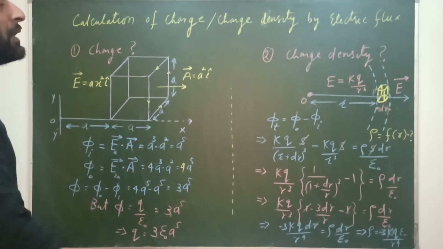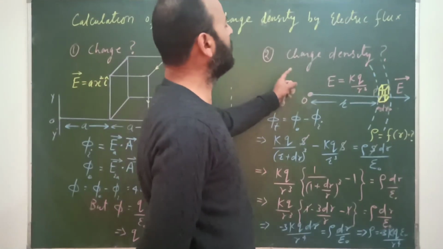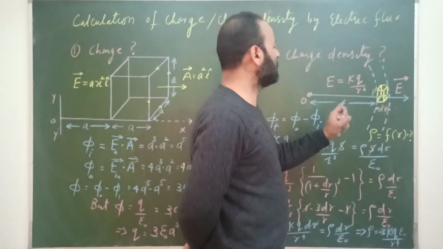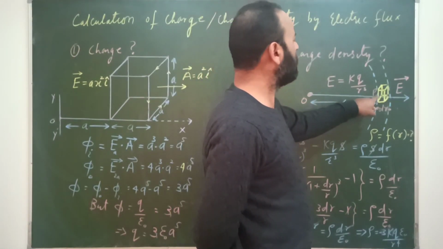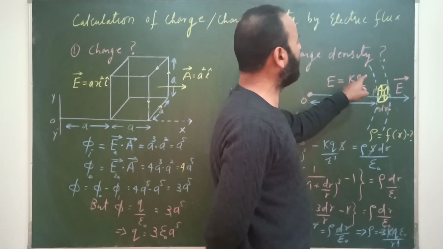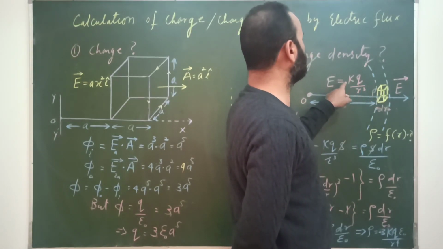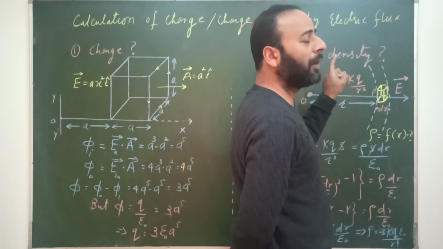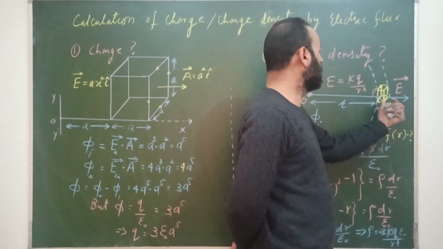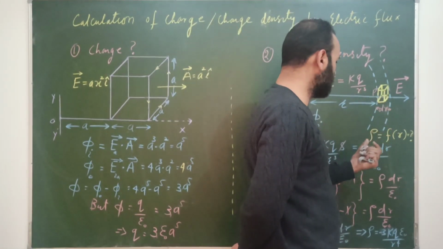Now let's come to the second part. We have to find the charge density. For this, I have taken a case at a distance of say R from this origin. Suppose the electric field is given to be KQ divided by R cubed, which means the electric field is a function of the radius, or the distance.